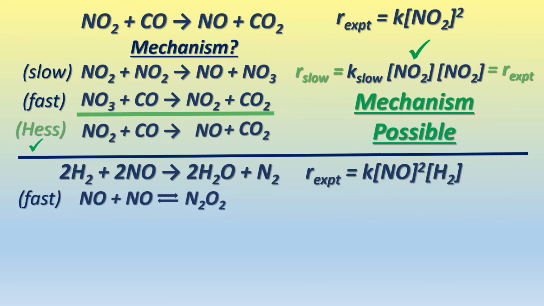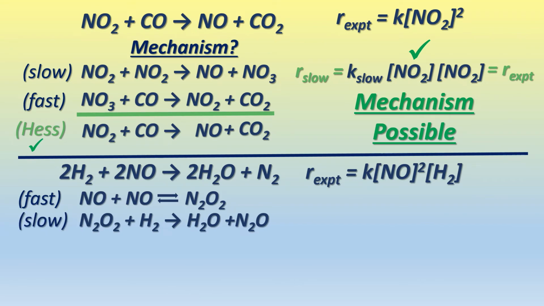The first step is a rapid equilibrium, where NO and NO form a very unstable adduct, N2O2. Some of it falls back apart in the equilibrium. Whatever survives slowly will react with hydrogen to give one water and an equally unstable N2O, which will react in a fast third step to give another water and nitrogen.